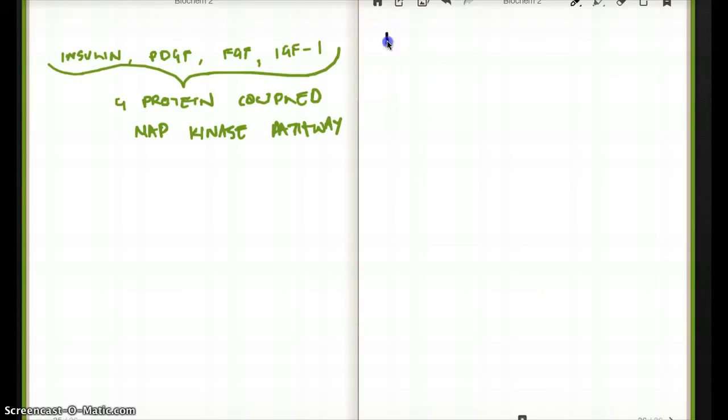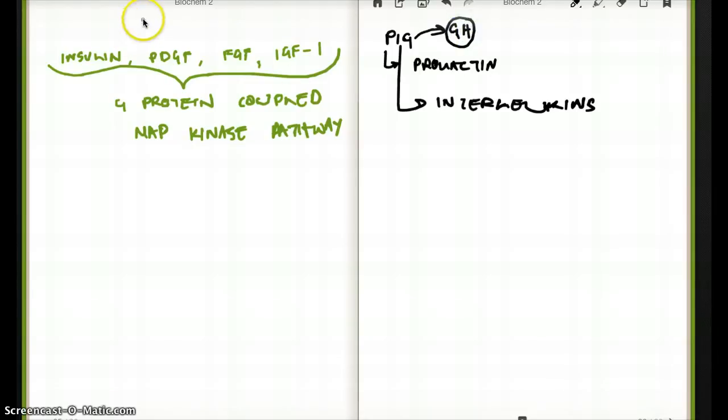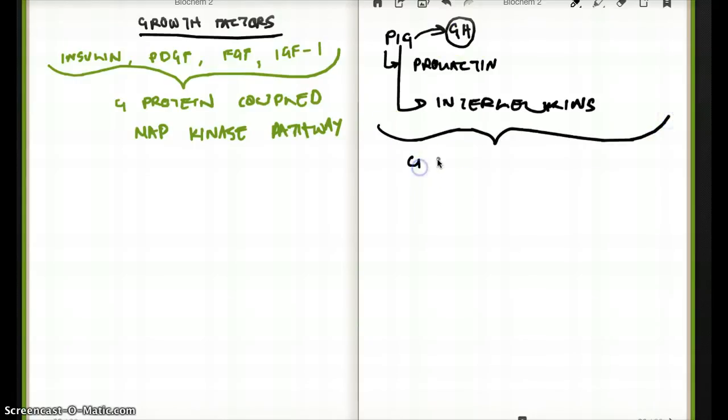They use the mnemonic PIG, okay? P for prolactin, I for interleukins, and G for growth hormones. So don't confuse growth hormones and growth factors. Growth factors are going to follow the MAP kinase pathway. Growth hormone is a little bit different.